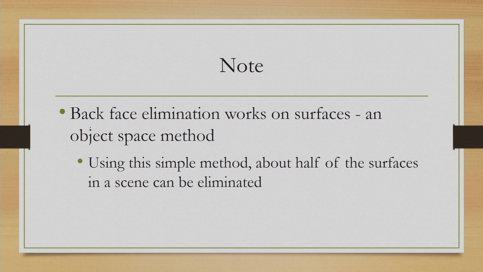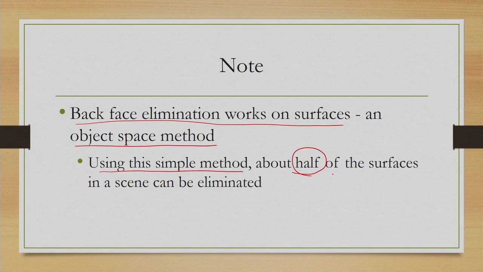And you should note here that we are dealing with the 3D description of the objects in the view coordinate system. So, it works on surfaces, therefore, it is an object space method. In practice, using this very simple method, we can eliminate about half of all the surfaces in a scene without any further complicated calculations.